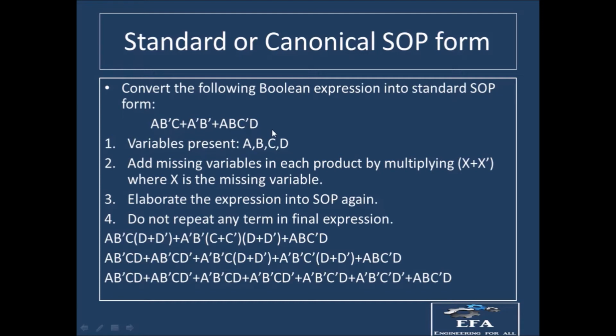If we want to convert this into standard or canonical form, we need to add the missing variables in these parts. So for that, let us take the first part over here. We are having A B bar C, and D is missing. To add D to it, what we can do is multiply this part with 1. Will it make any difference? No, it will not.